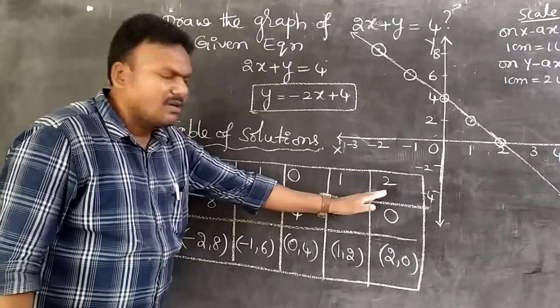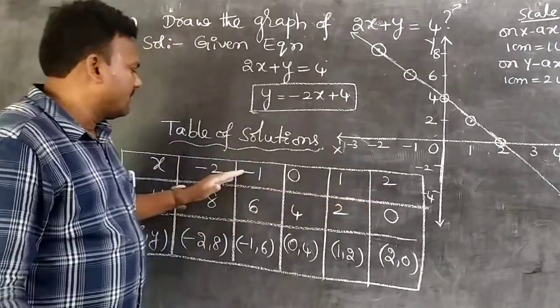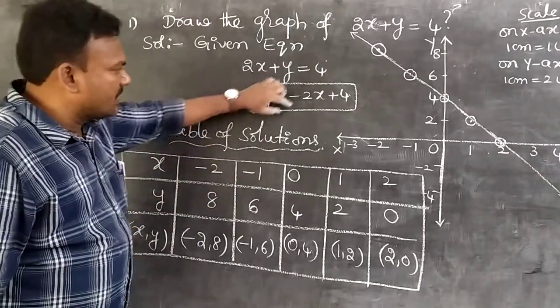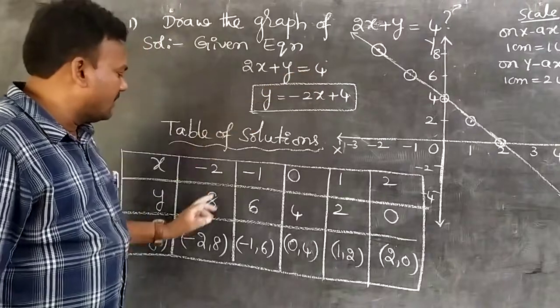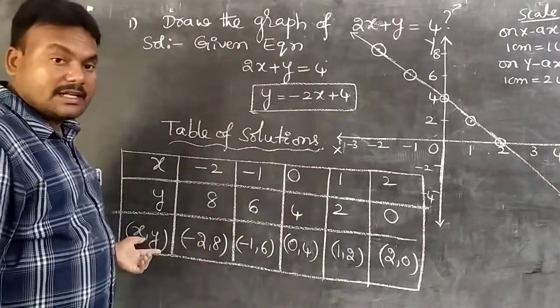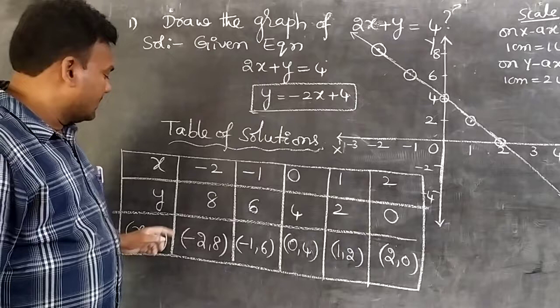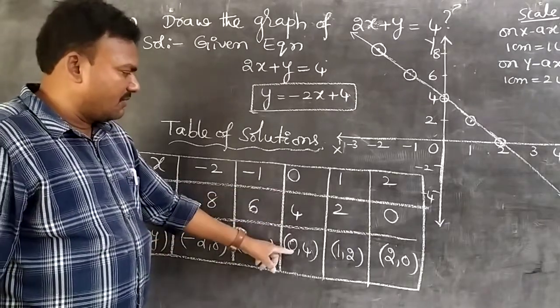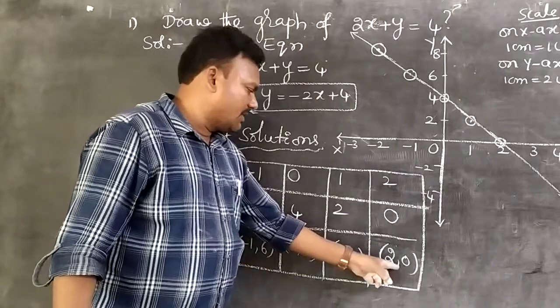On the right side take 2 values, or 3, 4, whatever it may be. And on the left side also take negative values for 2. Then substitute these values in this equation, and we can get y values like this. Next, the coordinates, we know very well already: (-2, 8), (-1, 6), (0, 4), (1, 2), (2, 0), like this.